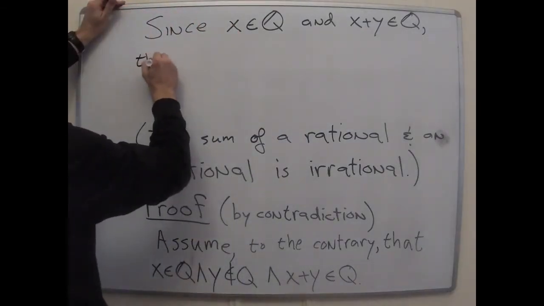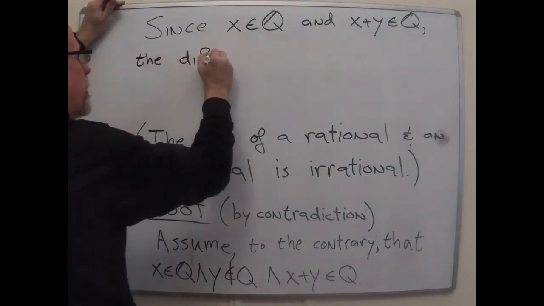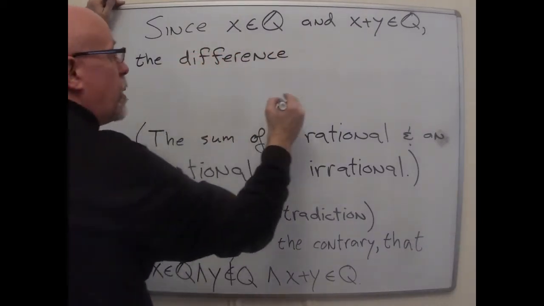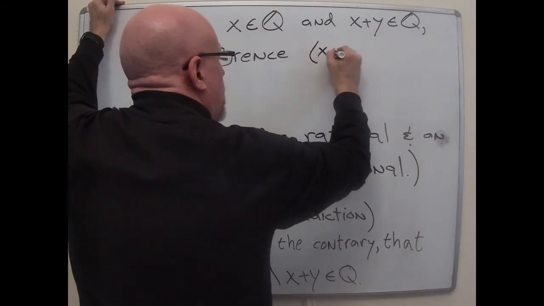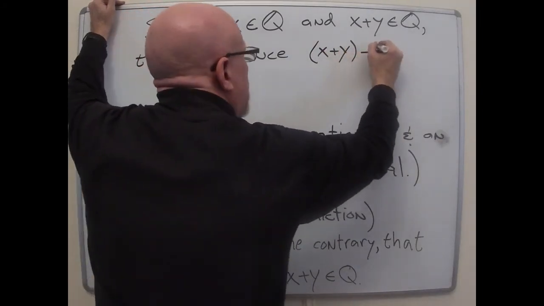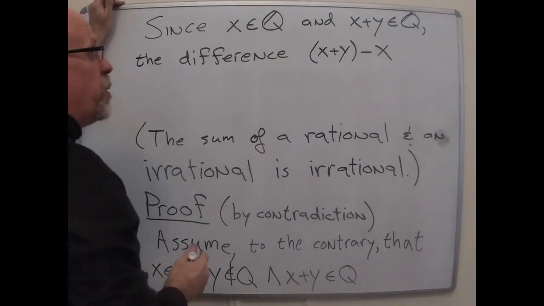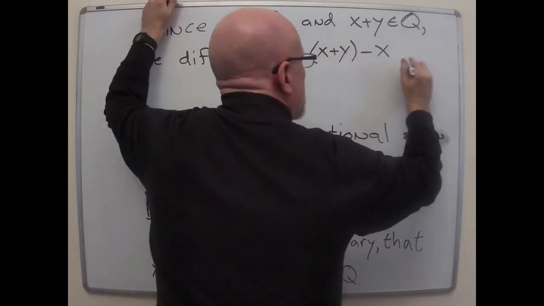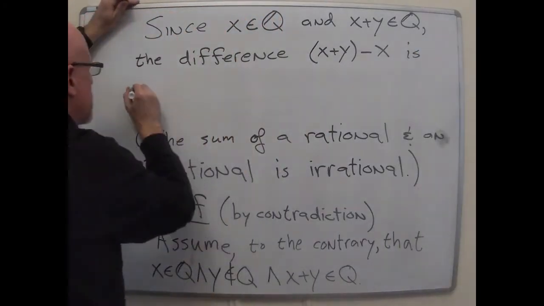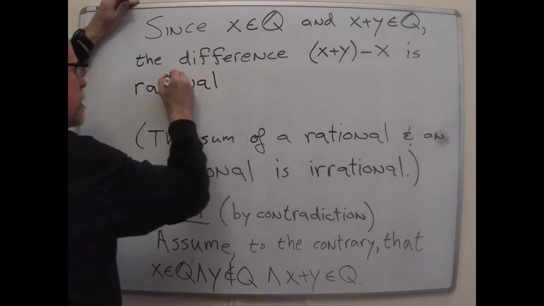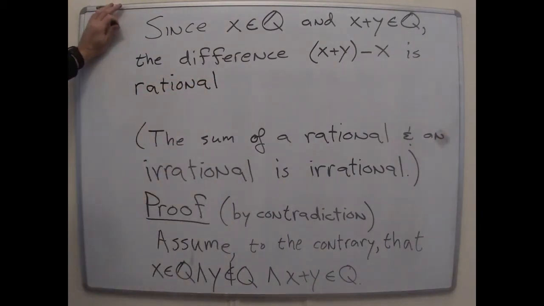The difference. Let me write down what the difference is and which order I want to subtract them. I want to take x plus y minus x. The difference of two rational numbers will again be rational. Okay, well, we're done. That's great, because x plus y minus x is simply x.